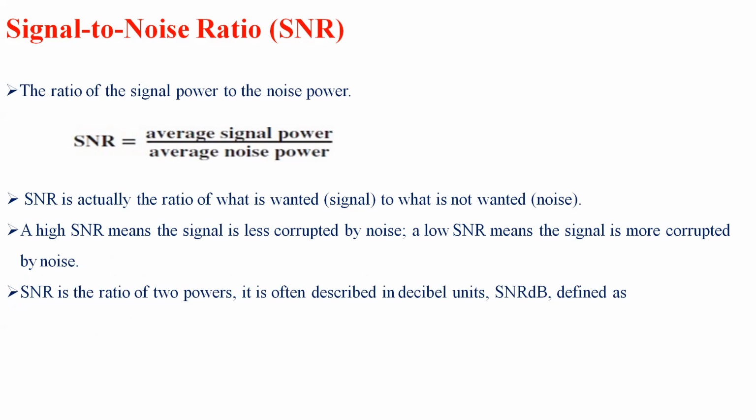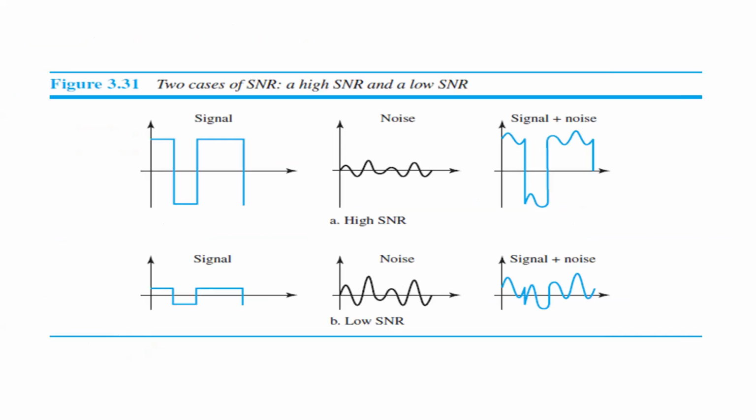SNR is the ratio of two different powers, one signal power and another noise power, and it is described using the decibel unit. So SNR dB is defined as SNR dB equals 10 log base 10 of SNR. These are the two different cases of SNR, one with high SNR and another with low SNR values.